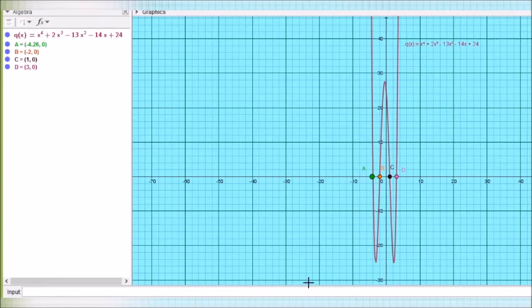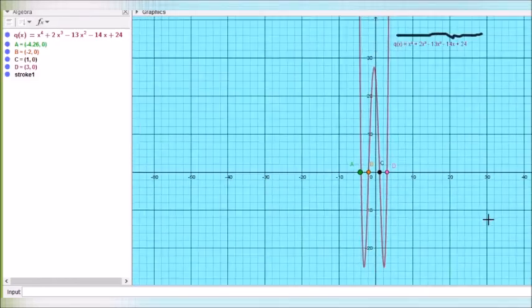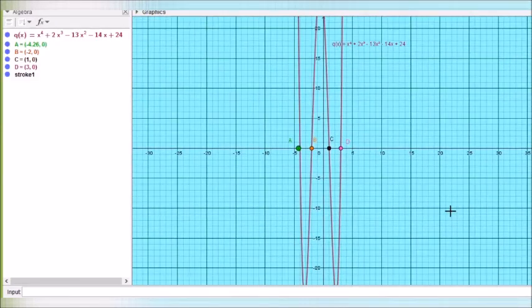This is a biquadratic polynomial. Its degree is 4. So you can see here the graphical representation of this polynomial. On the x-axis, it is going to intersect at 4 points. You can see here the points A, B, C and D. So it intersects the x-axis at 4 points. So it has 4 solutions.